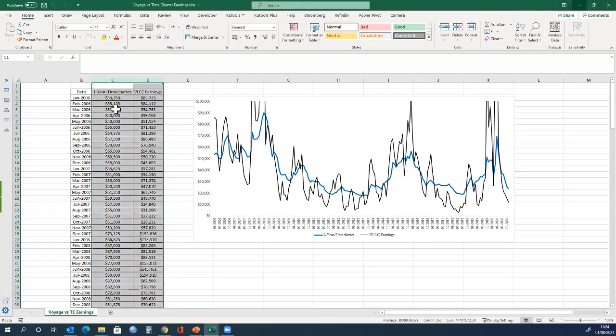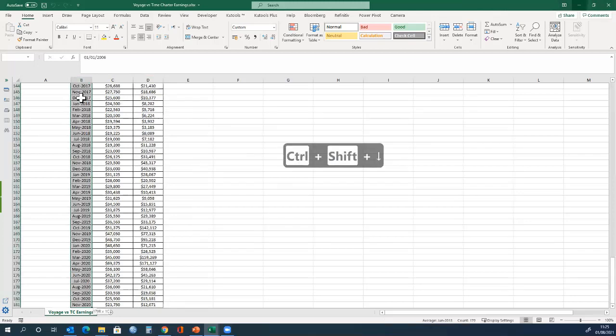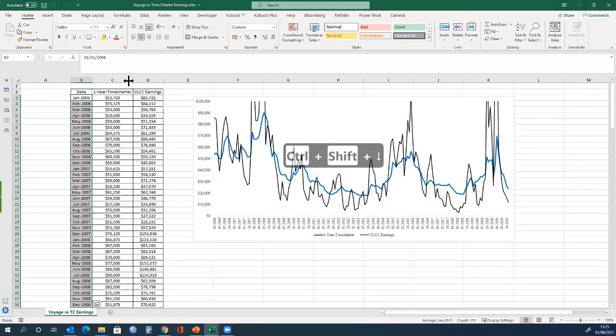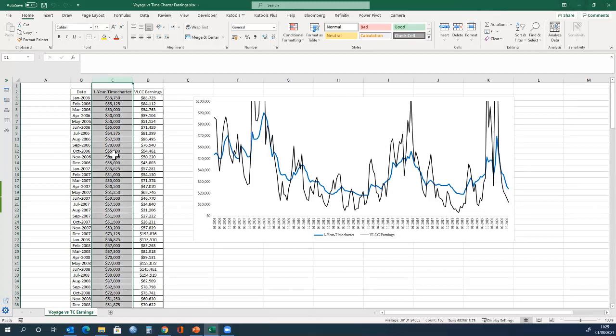Here, the data we have is time charter equivalent data. We have two time series, one for 1 year time charter and one for voyage charter, which we refer to as VLCC earnings. The first column is time, and we can see that the data starts from 2006 and goes all the way to 2020. In the next column, we have a 1 year time charter. The frequency of the data is monthly data.